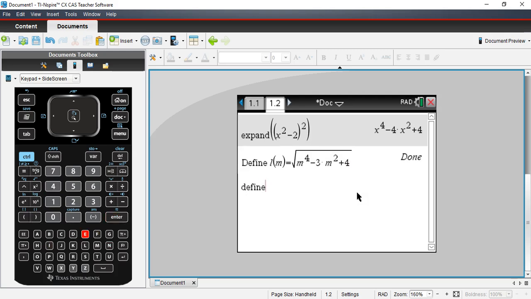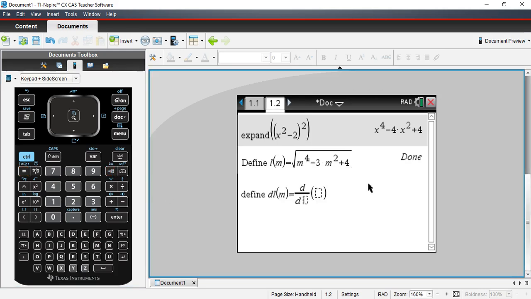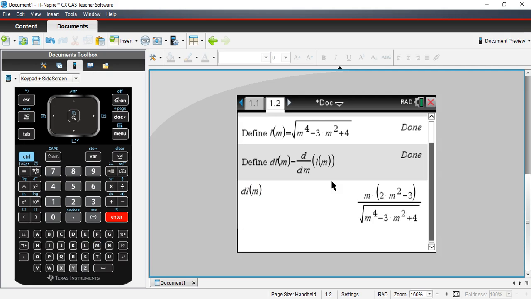So I'm going to define dL, which is the derivative of L of m. Now, if you're going to use a variable that is not x, when you find the derivative, you just need to make sure that you write m here. You're deriving in terms of m, not in terms of x, which sometimes people just forget because you write x all the time. But if you do that and I just go dL of m, then I would have that as my answer.